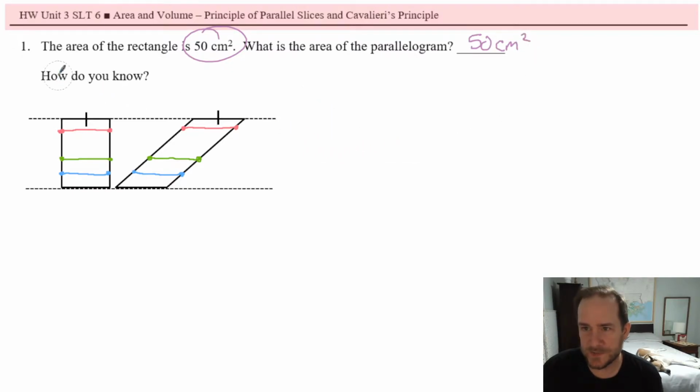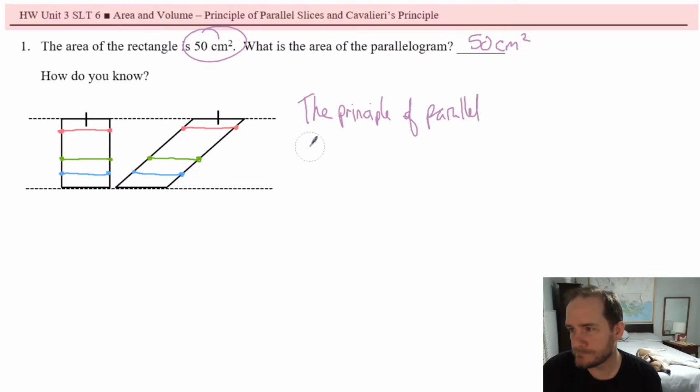And on the quiz, I would expect you to be able to answer the how do you know by saying something about the principle of parallel slices. That's it. Hopefully that idea makes sense to you guys.